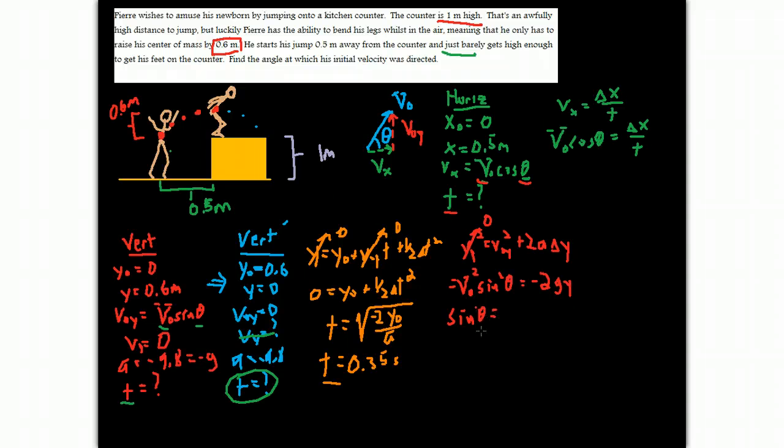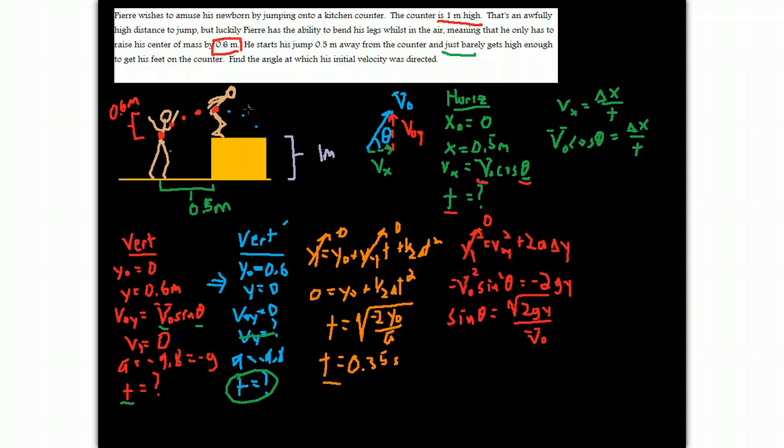And normally I recommend that you solve for the unknown that you don't know and you don't care about. I usually recommend solving for that first, but in this case we'll solve for the sine of the angle first, and then hopefully you'll see why in just a moment. So I'll have the square root of 2gy divided by the initial velocity.